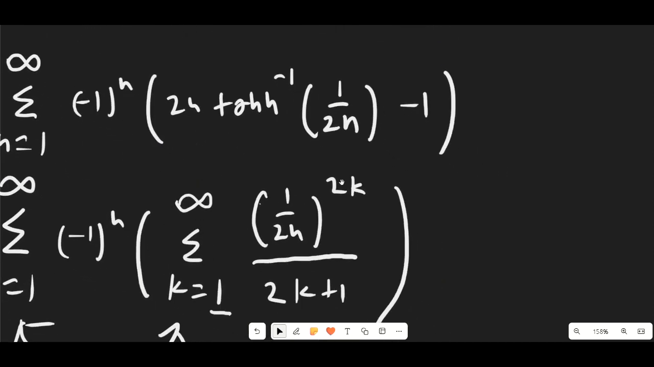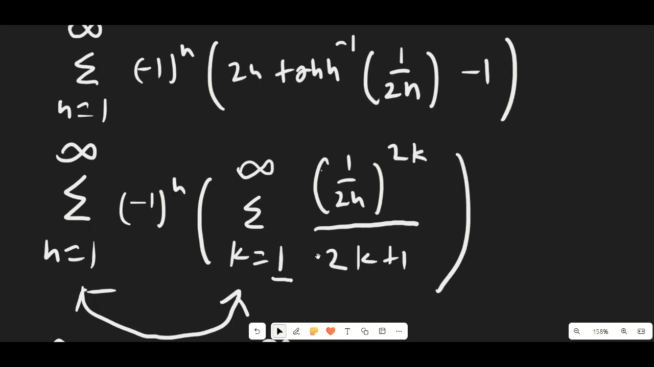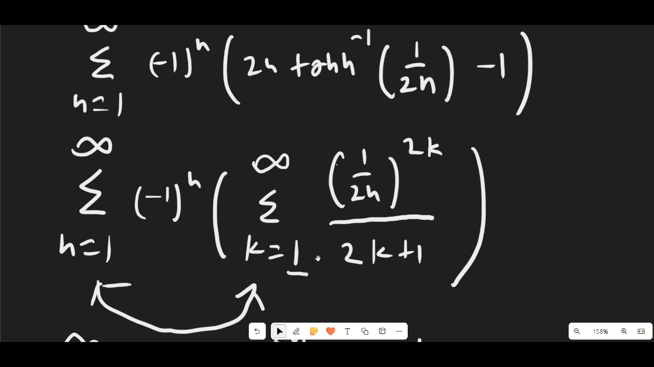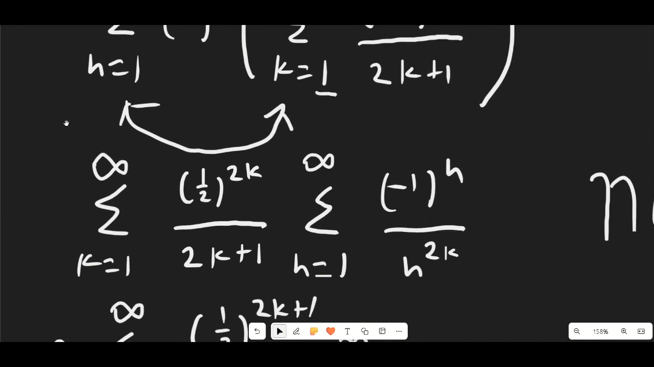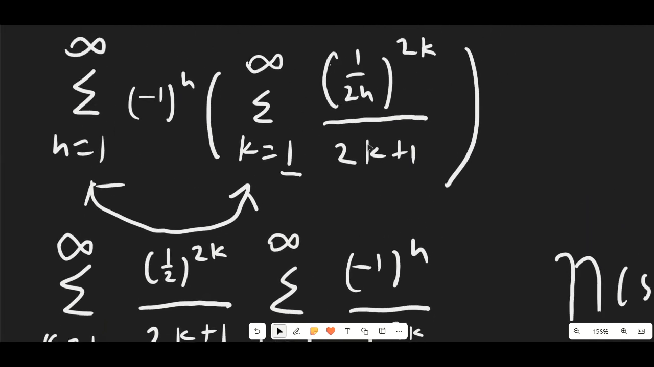So as you can see, we have the power series right here, except we're raising it to the 2k power rather than to the 2k plus 1, because we are multiplying by 2n on the outside. Also, we're starting our index, as you can see right here, at 1 rather than at 0, because this term right here that we're subtracting by 1 actually subtracts out the first term of the expansion. Then we're going to switch the order of summation. So what that ends up looking like is the sum from k equals 1 to infinity of 1/2 to the 2k over 2k plus 1, bringing everything with k outside.